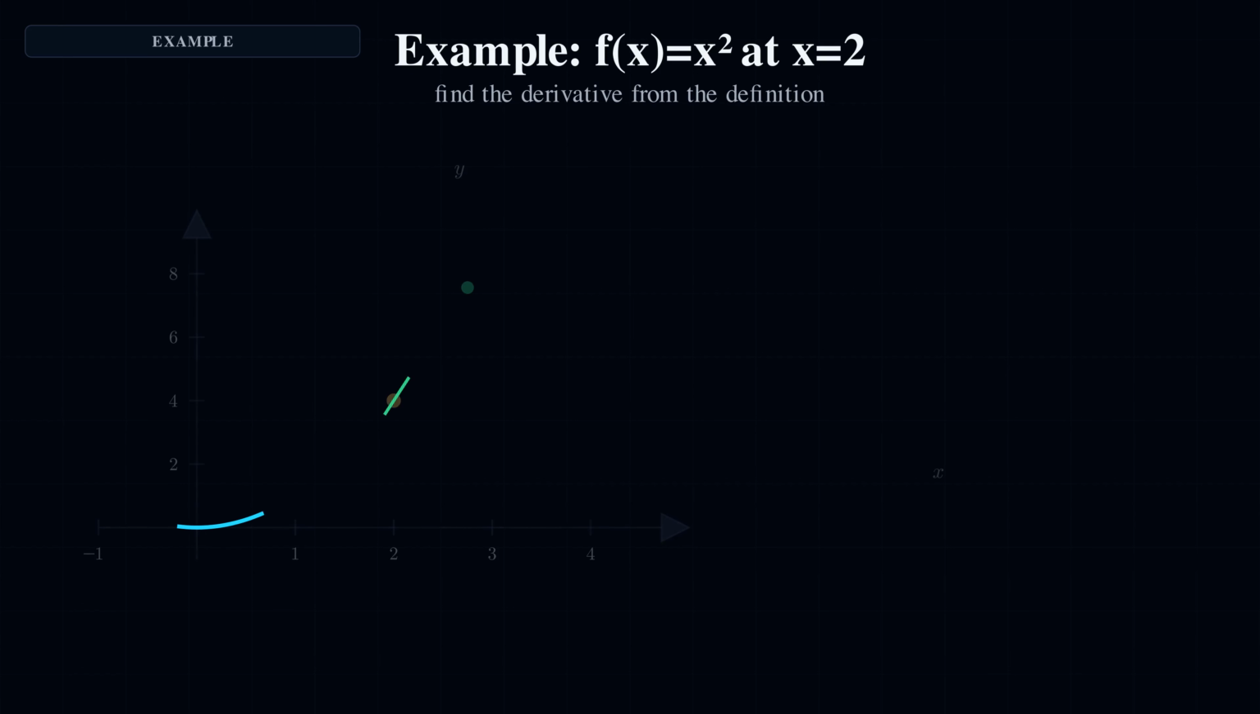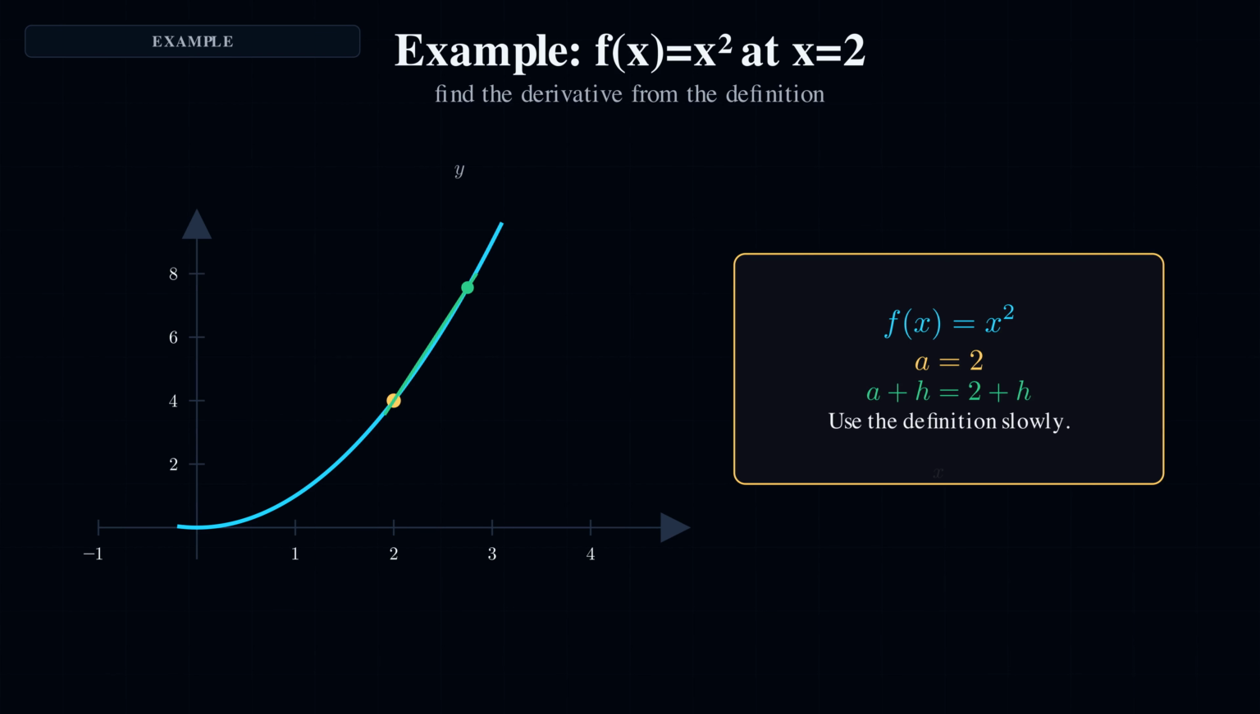Let us calculate one derivative from the definition. Take f of x equals x squared. We want the derivative at x equals 2. So the fixed point is (2, 4). A nearby input is 2 plus h. The nearby output is f of 2 plus h. Now we compare the nearby output with f of 2. This gives the average slope between 2 nearby points. Then we let h approach 0.